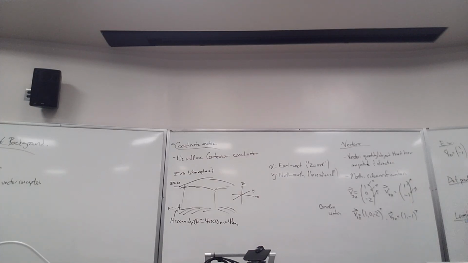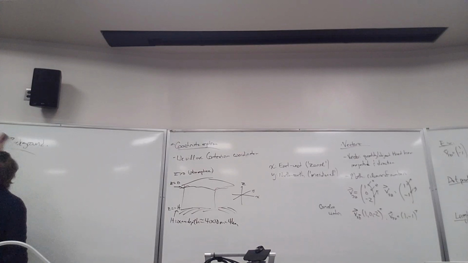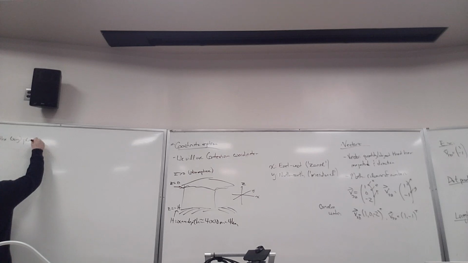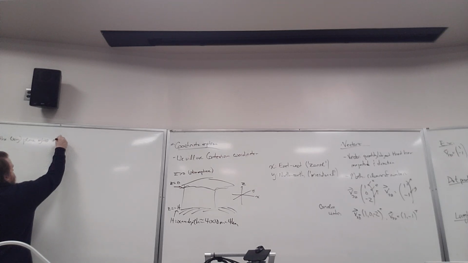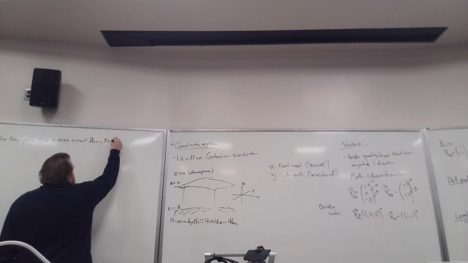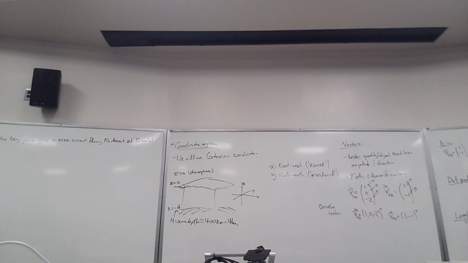So let's do an example. What vector in the xy plane gives an ocean current flowing northeast at 5 centimeters per second? So that's a very typical speed for an ocean surface current. 5 centimeters per second would be pretty normal, not for the strongest currents, but for intermediate ones.